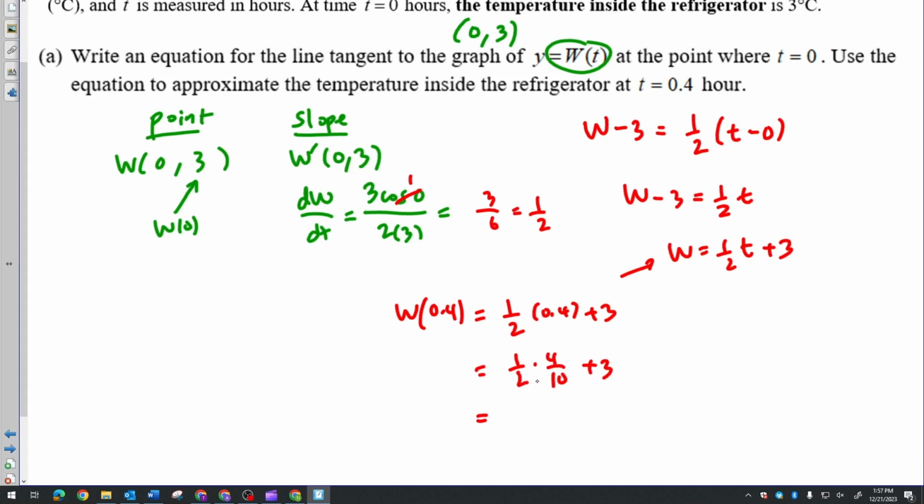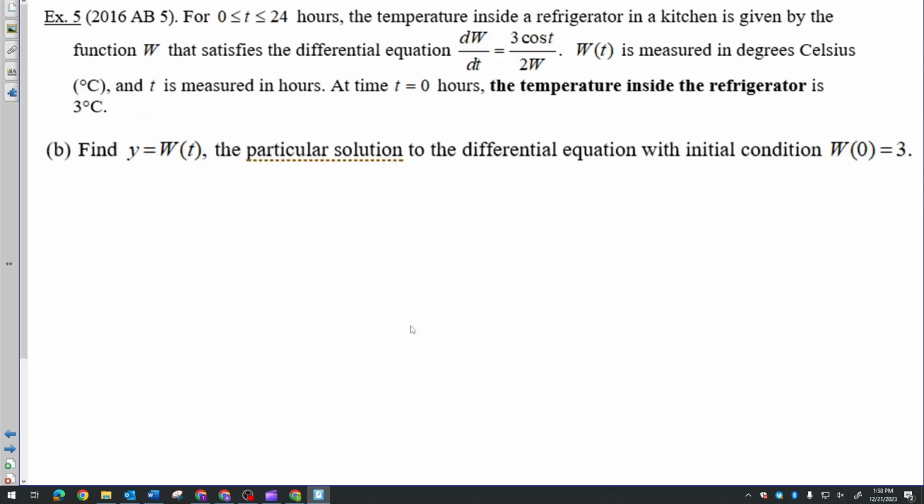And that would be equal to 2 over 10 plus 3, which would be 1 over 5 plus 3, which is 3.2. If I wanted to go that far, I really could just, you could totally stop right here if you wanted to, since this is a free response question.